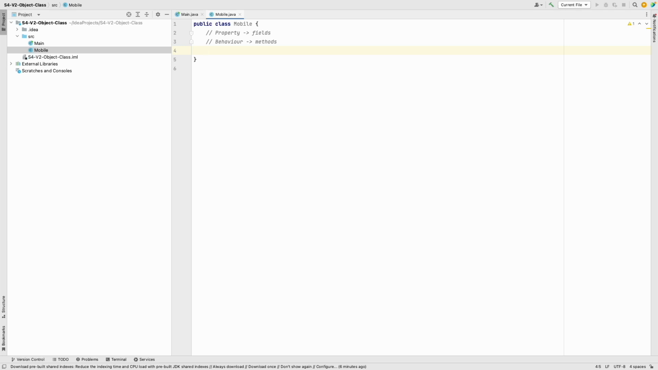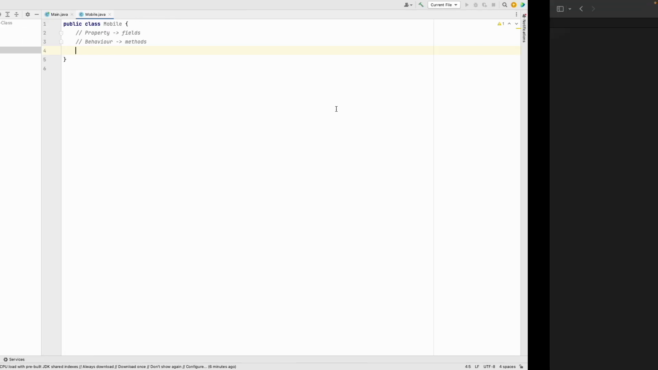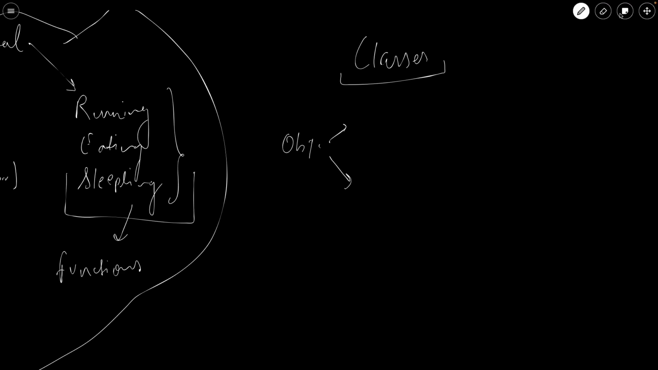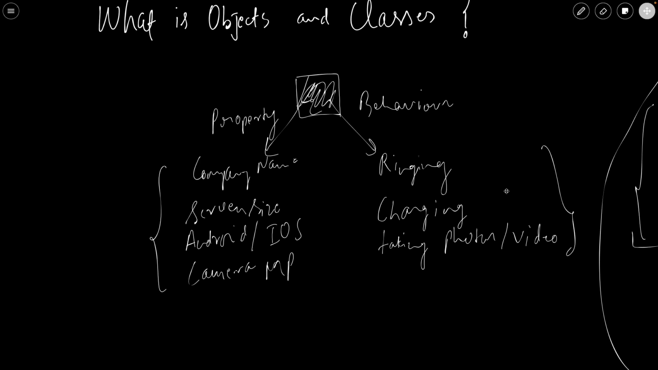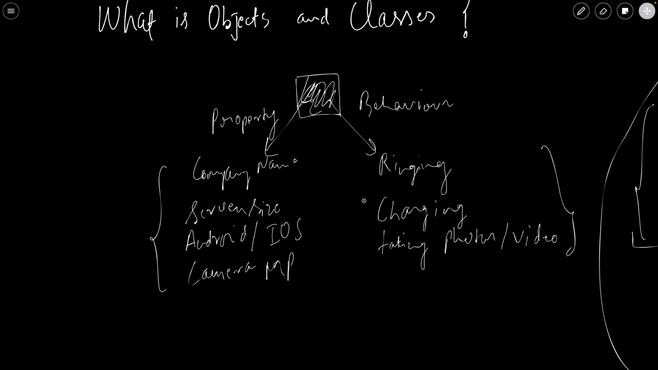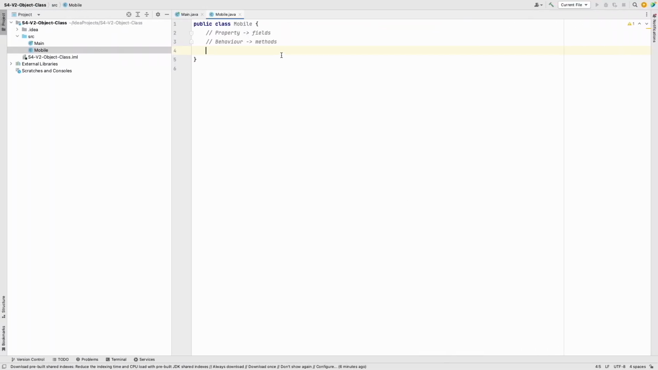So the first property that a mobile phone has, as we discussed, is the company name, screen size, operating system, and camera. These are the 4 properties. So let's try to define them. The first one is company name. Company name is a string value. So private String companyName. This is the first property of mobile phone.